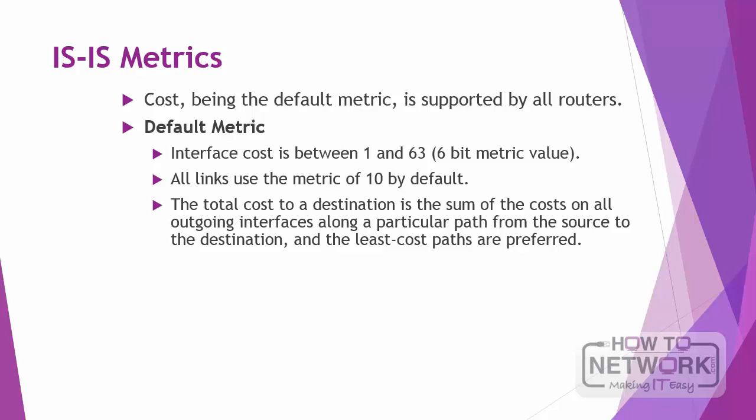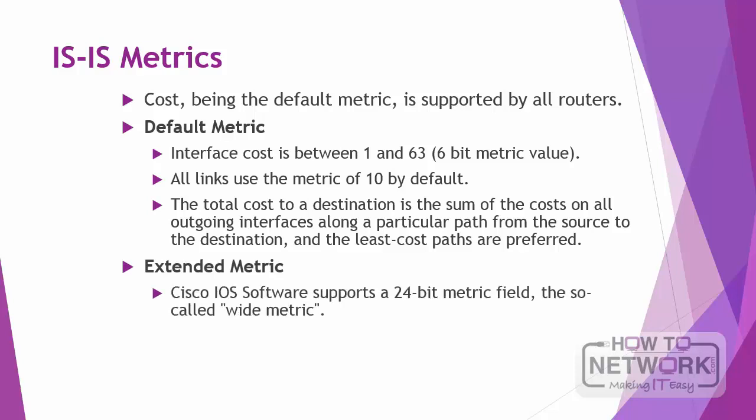The total path metric was limited to 1023. This small metric value proved insufficient for large networks and provided too little granularity for new features. The Cisco IOS software addresses this issue with the support of a 24-bit metric field, the so-called wide metric. Now metrics can have a maximum value of, as you can see right here. Deploying ISIS on the IP network with wide metrics is recommended to enable finer granularity and to support future applications such as traffic engineering.